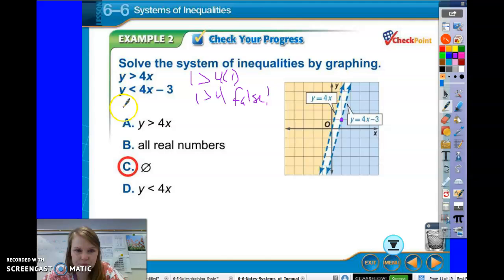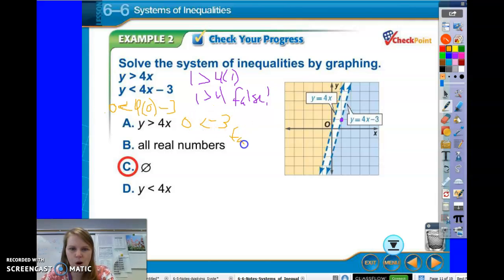Then for this one, now this one you could do 0, 0. If you did 0, 0 here, you'd have 0 less than 4 times 0 minus 3. So is 0 less than negative 3? False. So for this dashed line, we tested 0, 0, and it was not part of the solution, so we had to shade this side. Now I'm looking at this thinking, wait a minute, there's no overlap.